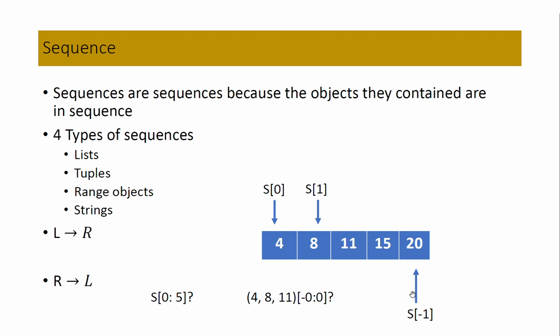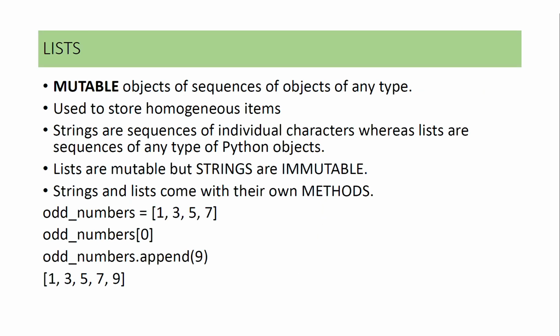So the last part can also be s[-1], which is from reverse. So output like s[0:5] basically means that it starts from index 0, and then 5 will be like 4, 8, 11, and that's how, in terms of sequence, Python works. A list is a mutable sequence of objects of any type, used to store homogeneous items.